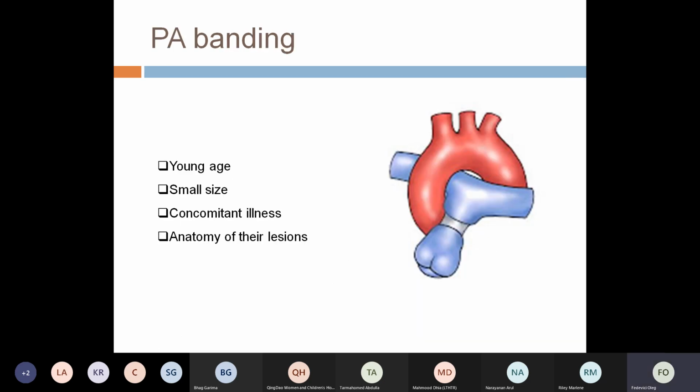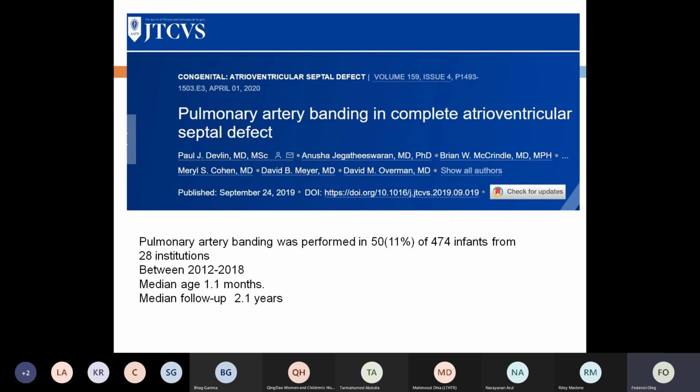Another strategy is PA banding. And indication for that is young age, small size of the baby, concomitant illness, and complex anatomy of the lesion. So we use usual technique as now through the midline sternotomy with the PA band. And it was interesting to find a paper from the same group, even with wide representation of North American institutions, including big names as Toronto, Philadelphia, and Cleveland.